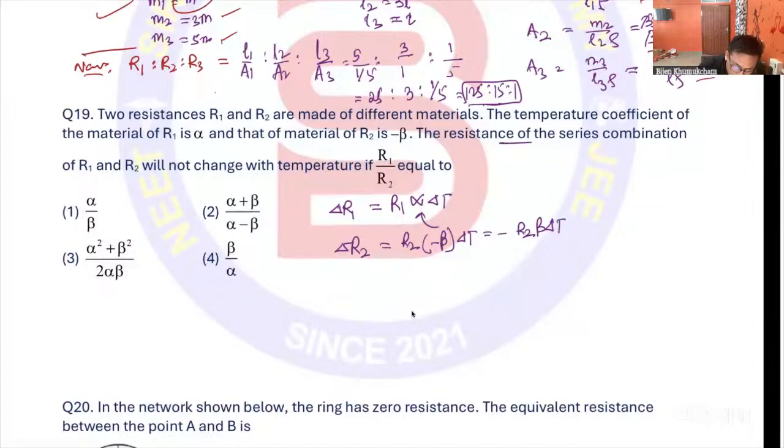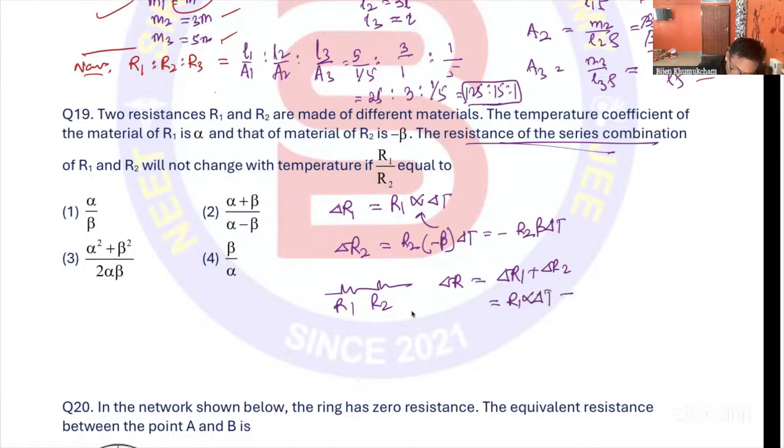Now they said that the resistors are in series combination, R1 and R2. The overall change in resistance, as we have discussed earlier, is nothing but delta R1 plus delta R2. So it is R1 alpha delta T plus minus R2 beta delta T. The question says that the resistance is independent of temperature.